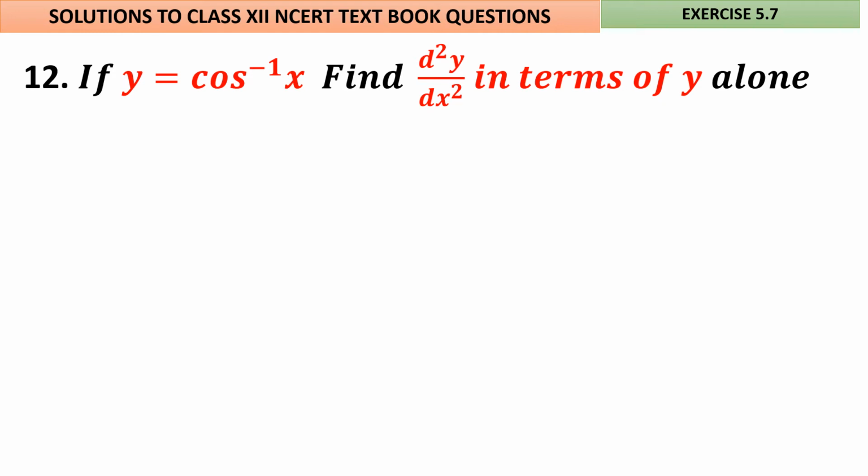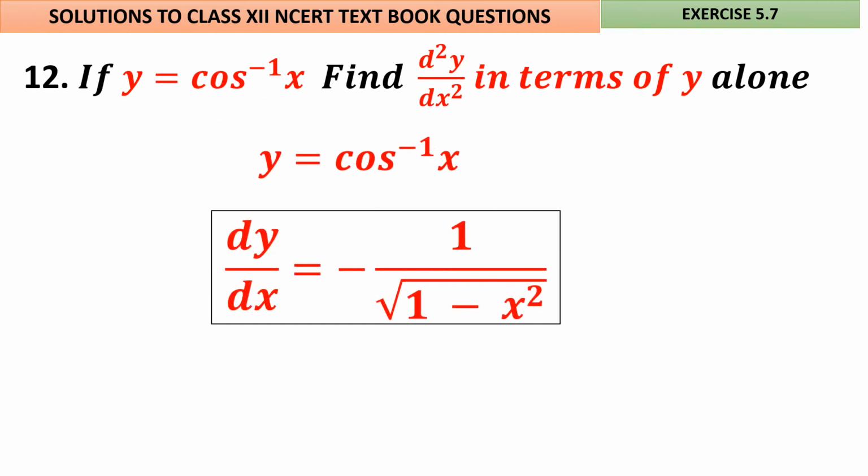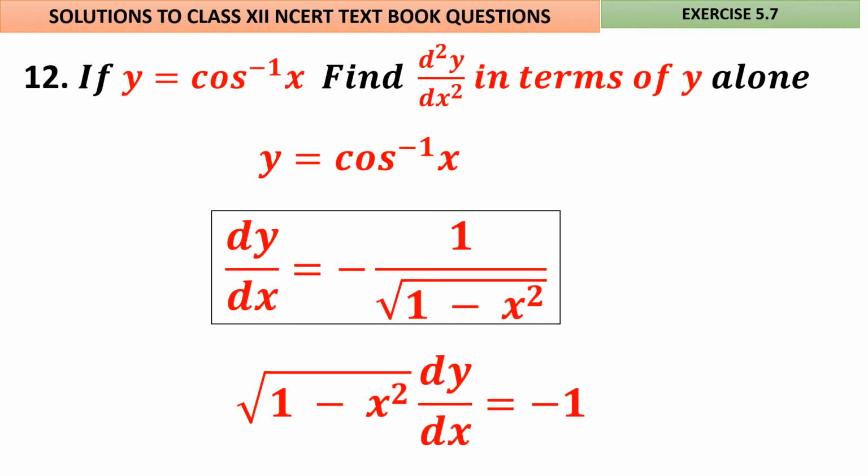Let us go to question number 12. Here you have been given y is equal to cos inverse x, but you want the d square y by dx square in terms of y alone. There should not be any x there. Let us see. Well, let us try to find it now. y is equal to cos inverse x. Its derivative is minus 1 upon root 1 minus x square. All of you know that now you have something in the denominator on the right hand side. You should not start it directly. Therefore, cross multiply. Root 1 minus x square into dy by dx is equal to minus 1.